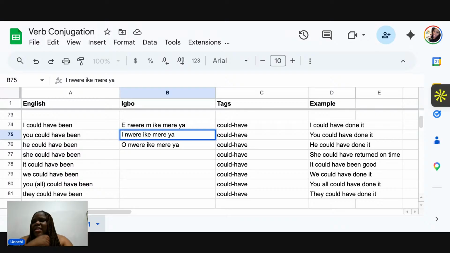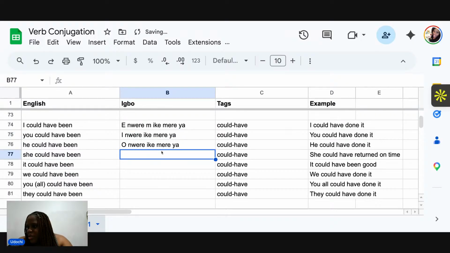Actually, this is not correct. This doesn't even sound grammatically correct. So maybe Google Translate is correct. I could have done it. She could have returned on time.